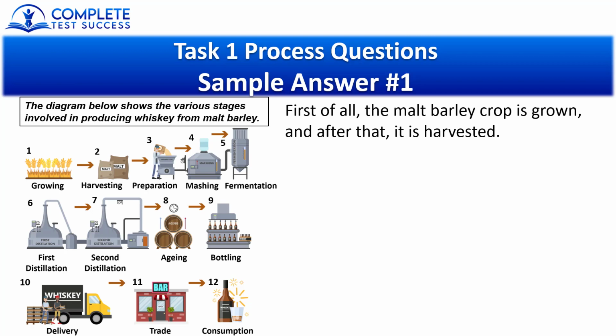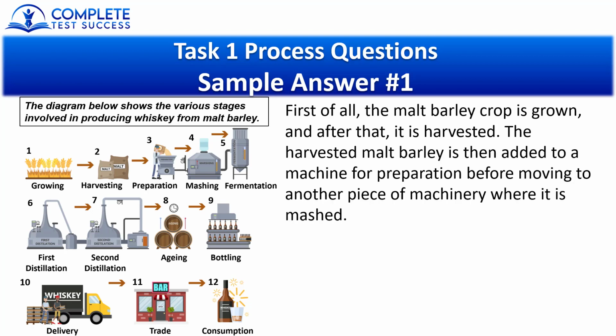First of all, the malt barley crop is grown, and after that it is harvested. The harvested malt barley is then added to a machine for preparation, before moving to another piece of machinery where it is mashed.